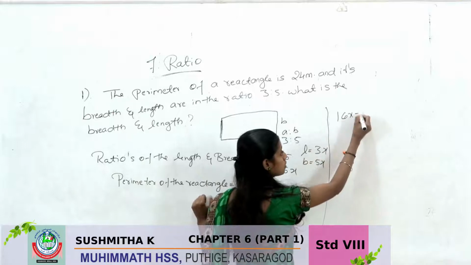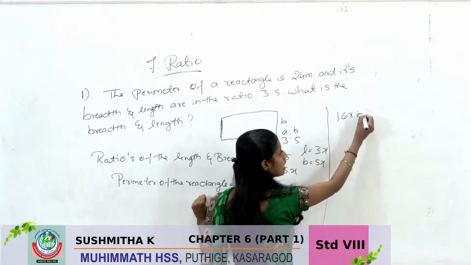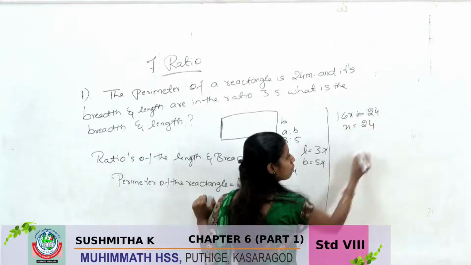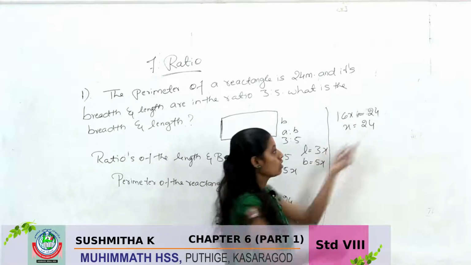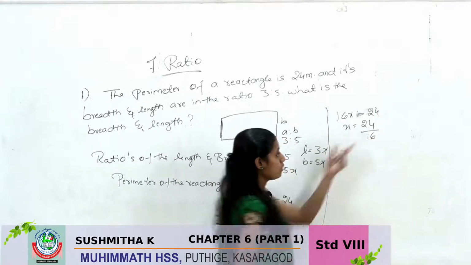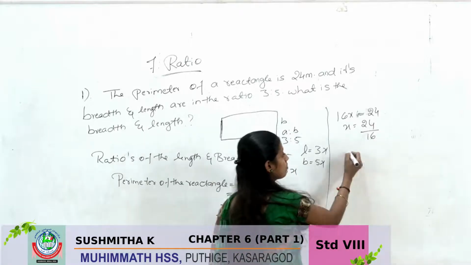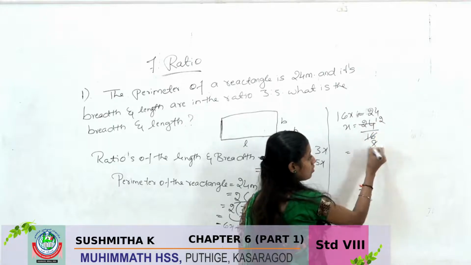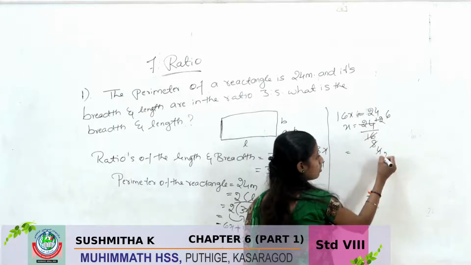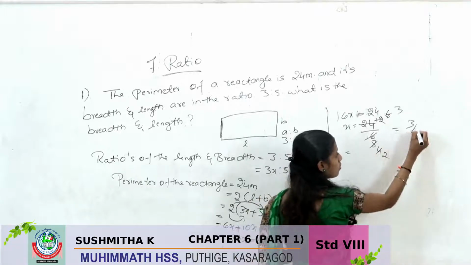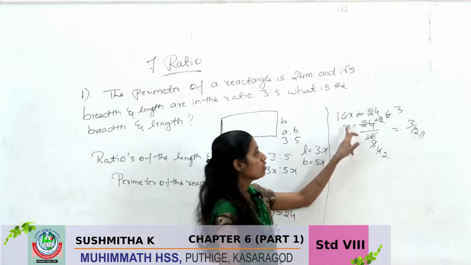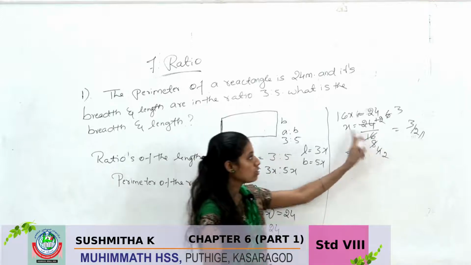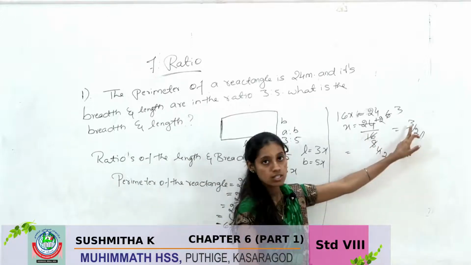So 16x is equal to 24, that is x is equal to 24 by 16. This is multiplication, so it will be divided. So 24 divided by 16. So here the x is 3 by 2. 24 divided by 16, so the x will be 3 by 2.